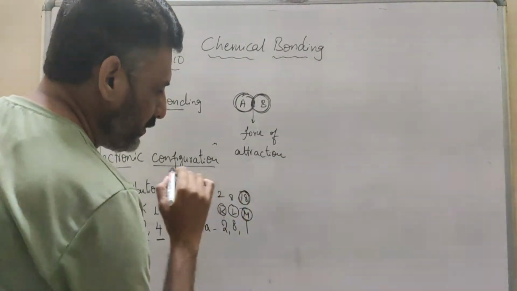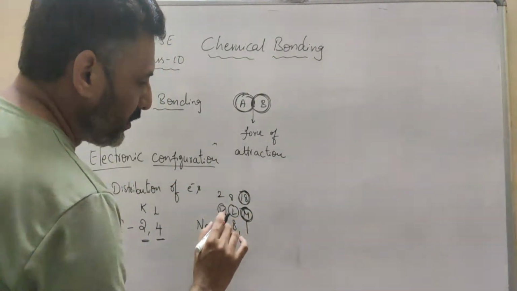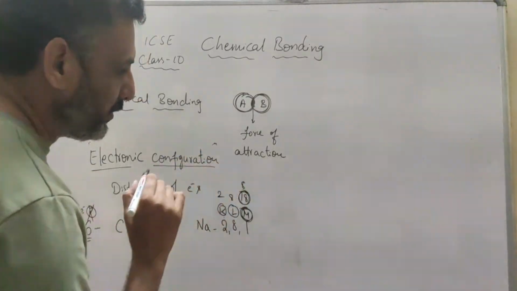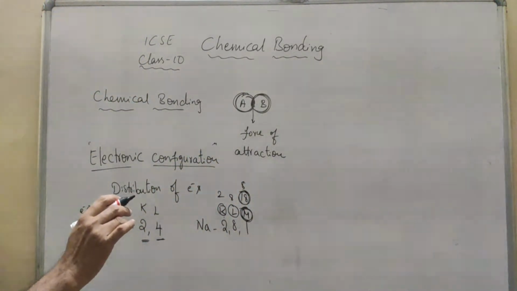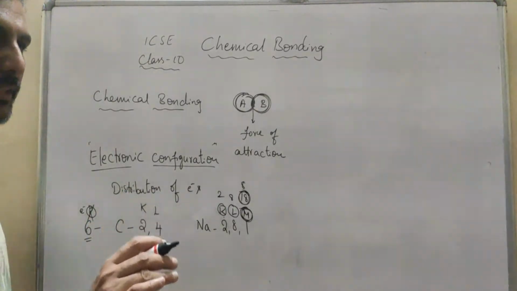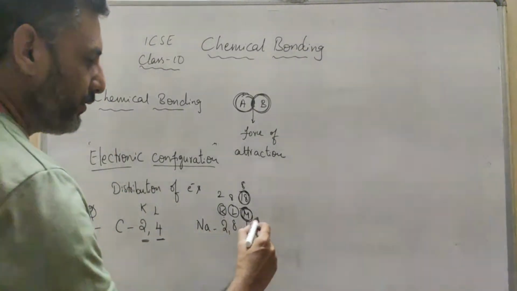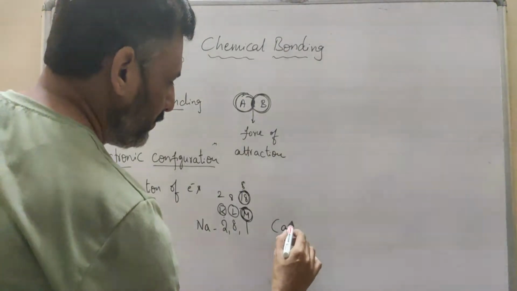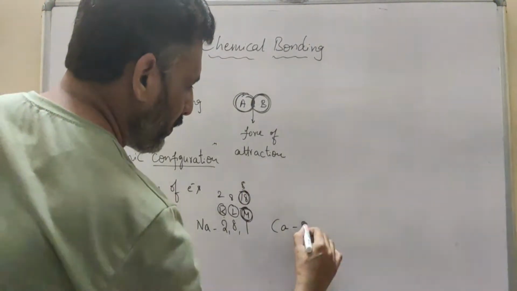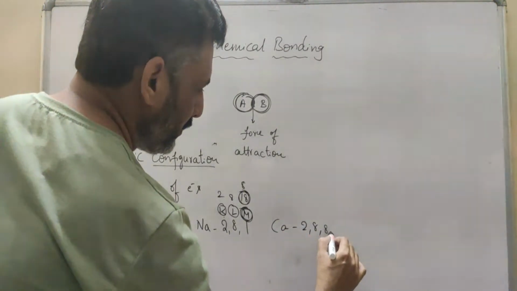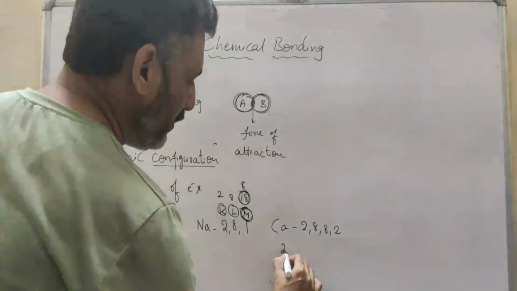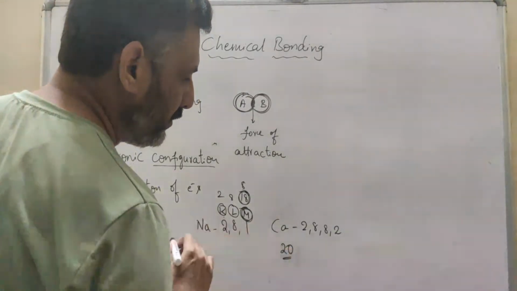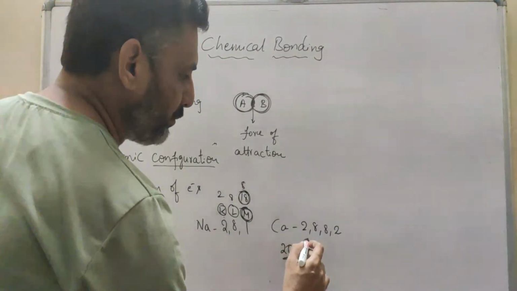But if the M shell is the valence shell, it can have only 8 electrons. One thing you have to remember: the valence shell can have a maximum of 8 electrons. Like if you see calcium, 2, 8, 8, 2. Calcium has atomic number 20, that means 20 electrons should be distributed.